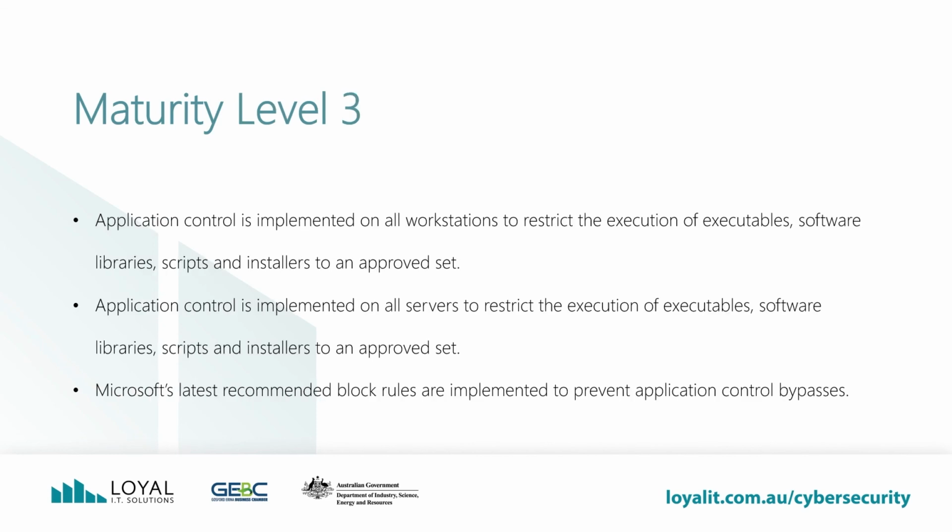In maturity level 3, application control is implemented on all workstations to restrict the execution of executables, software libraries, scripts, and installers to an approved set. Application control is implemented on all servers to restrict the execution of executables, software libraries, scripts, and installers to an approved set. Microsoft's latest recommended block rules are implemented to prevent application control bypasses.